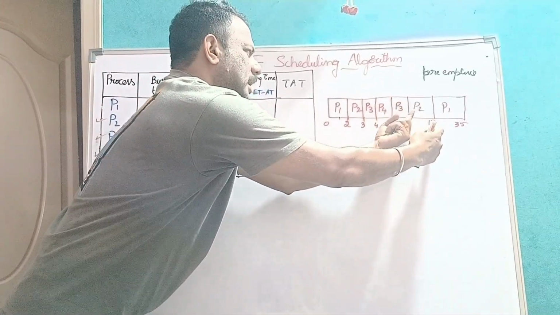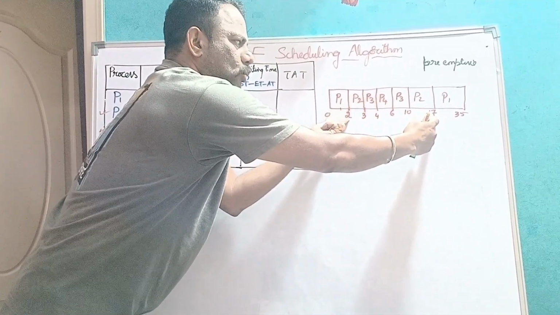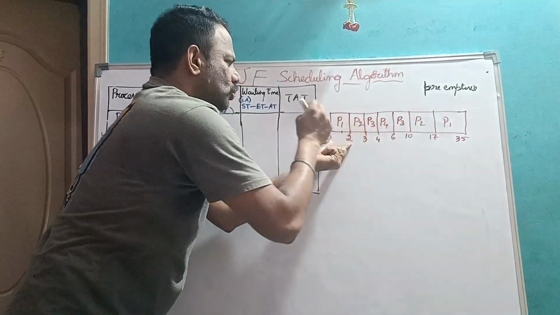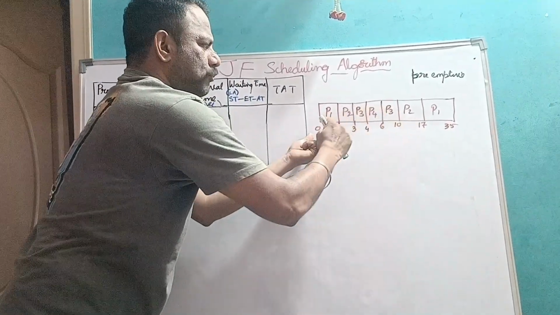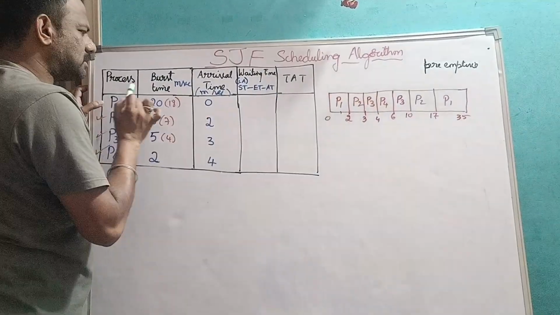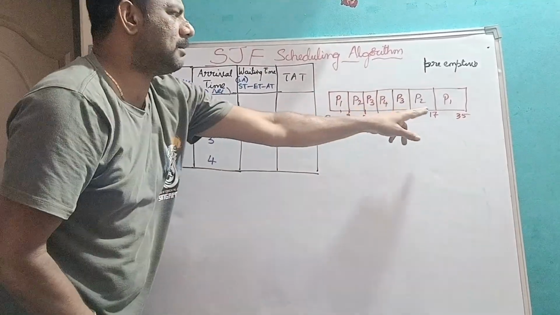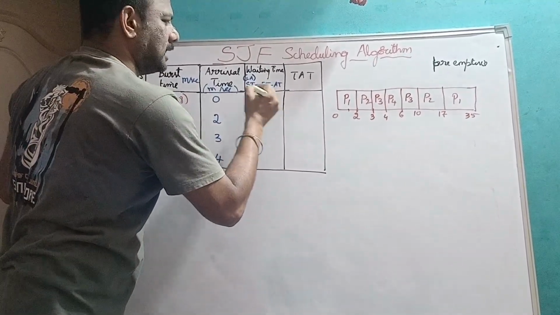Minus, in the previous part, you check whether P1 is there anywhere. Yes, it is there here. So it executed for 2 milliseconds. So 17 minus 2. So start time minus execution time. 17 minus 2 is 15 milliseconds. Minus arrival time. Because P1 comes at 0 time, 17 minus 2 minus 0 is 15 milliseconds.